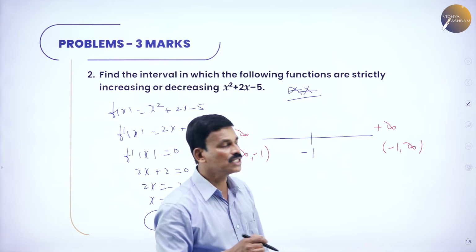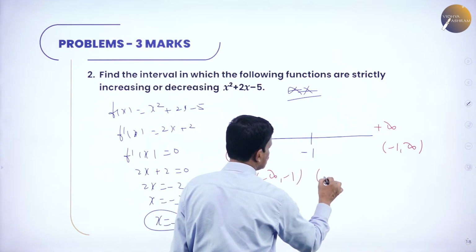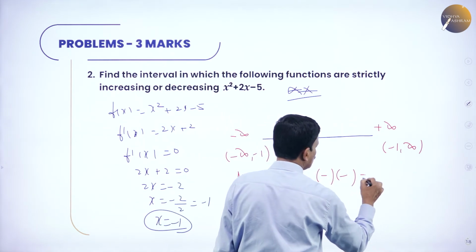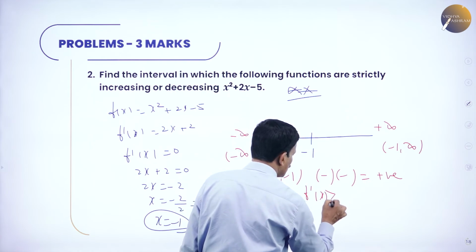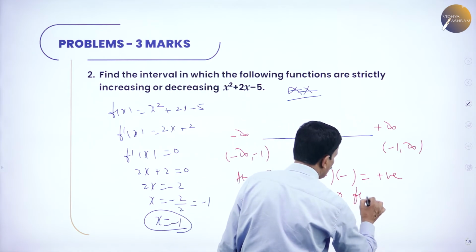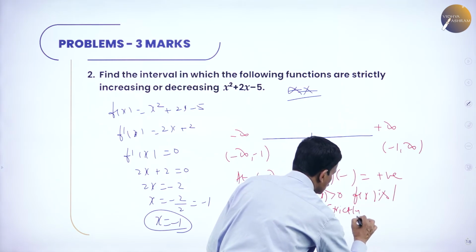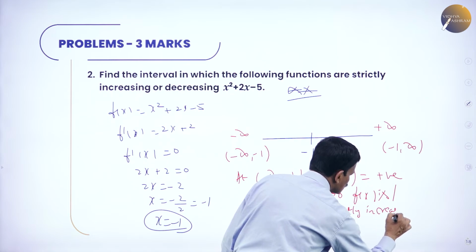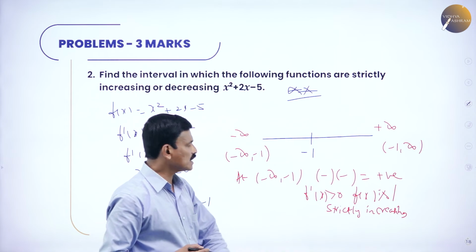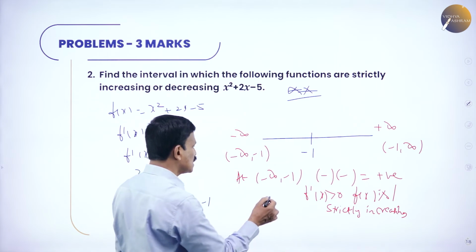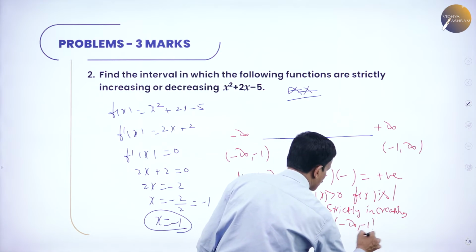Now verify at minus infinity comma minus 1. Since both are negative, negative into negative is positive. That means f dash x is greater than 0. Therefore, f of x is strictly increasing. Minus into minus is plus, therefore f dash x is greater than 0, which means the function is strictly increasing at minus infinity comma minus 1.